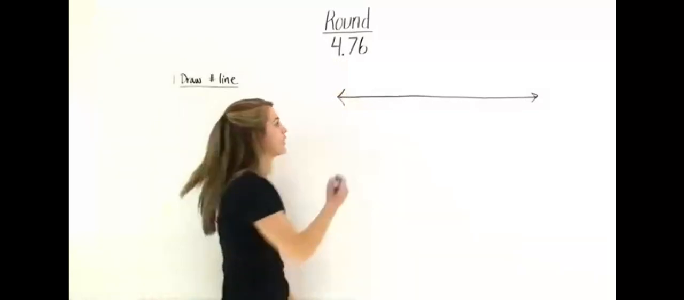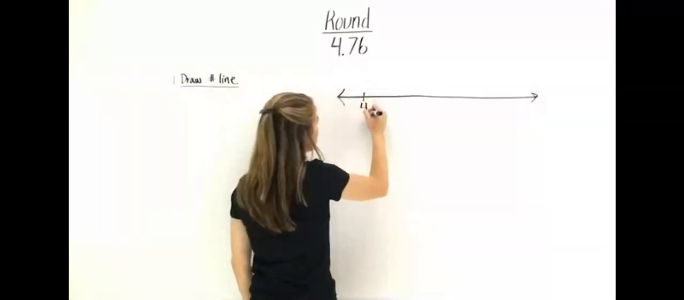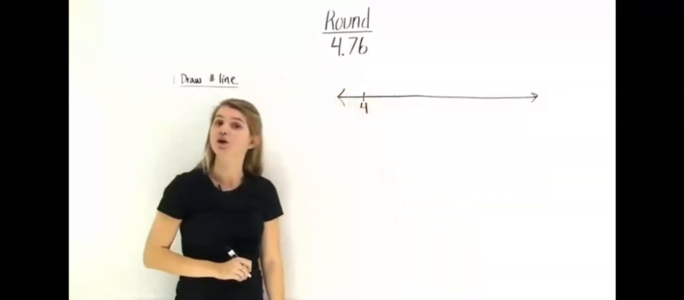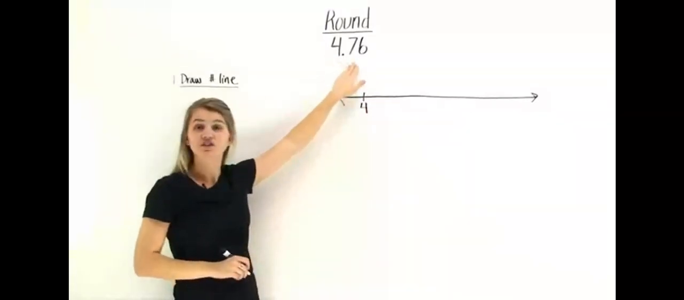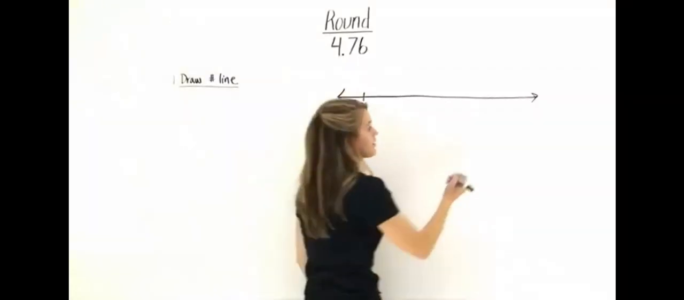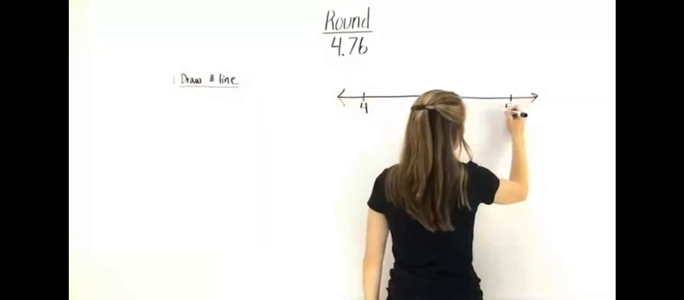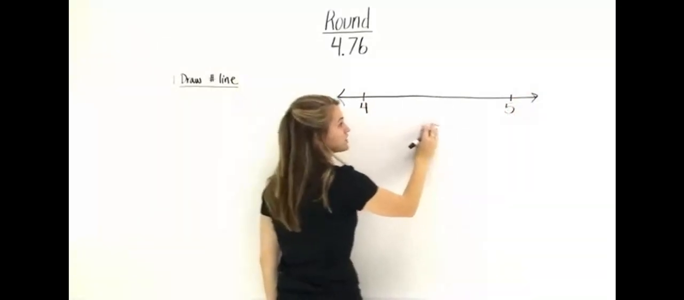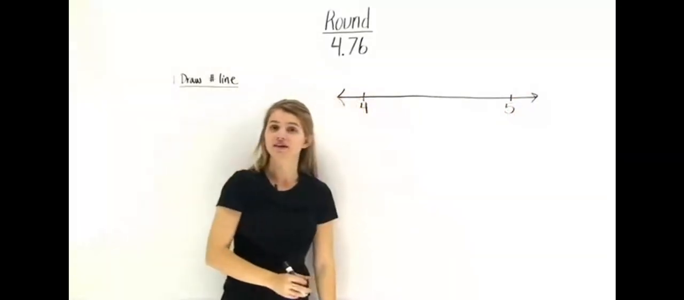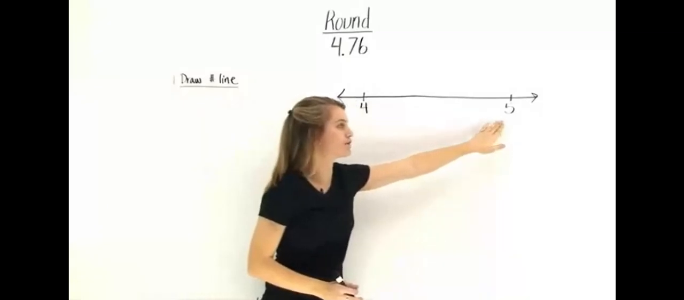That's bigger than the whole number 4, so we can go ahead and draw the whole number 4 on our number line. 4 and 76 hundredths is smaller than the whole number 5, so we can draw the number 5 on our number line. And remember, on a number line, numbers go from smaller to bigger as we move to the right. So now we have our whole numbers on our number line.